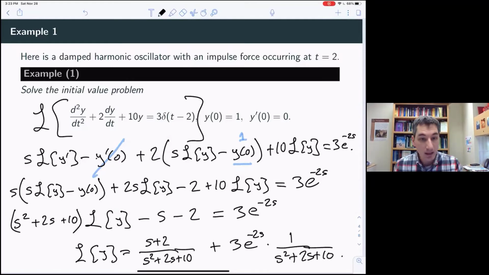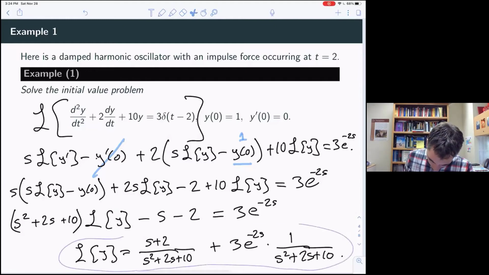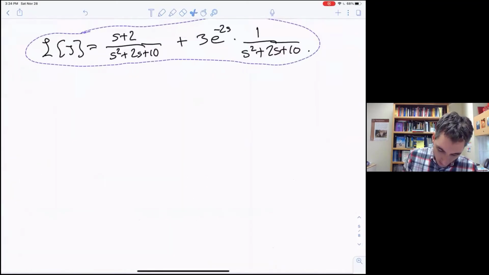So now we've taken the Laplace transform. And so the only thing we have to do to solve this problem would be to inverse Laplace transform the right-hand side. And if we can do that, we'll have our answer. So let me copy this over to the next slide and start there.